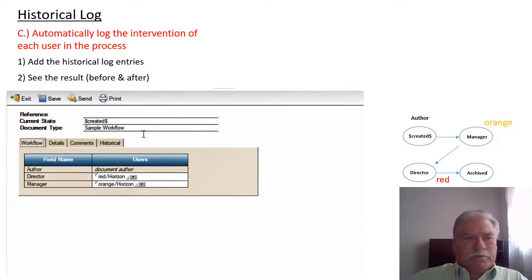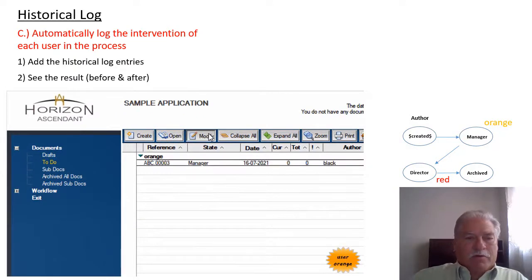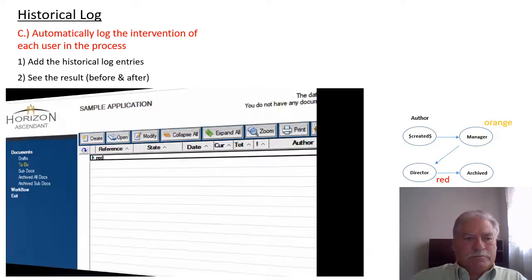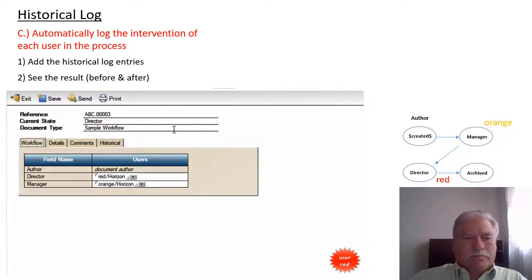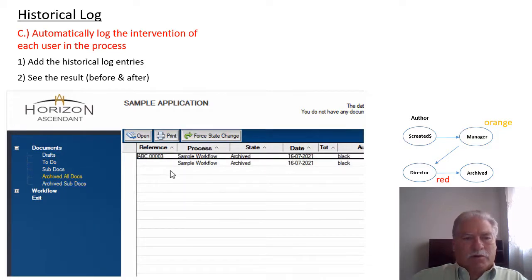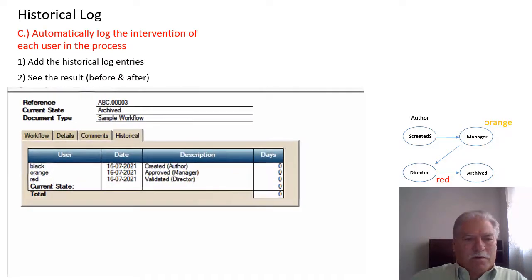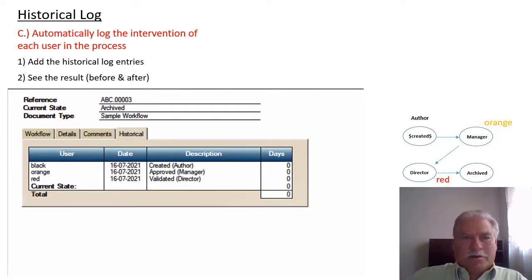Again, we'll create our workflow, send it off into the workflow. As you can see, it's gone over to user orange, the manager. From here, manager will send it off to the director red. And lastly, director red will archive the document. Going over to the archives, we want to take a look at that. Looking over at the historical, as you can see here, the log entries have been updated accordingly.